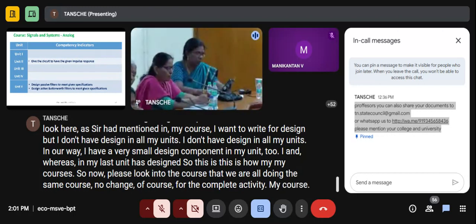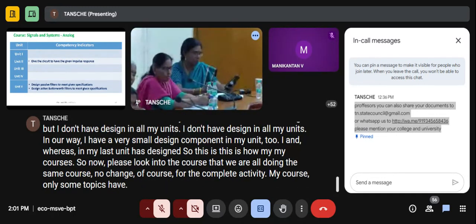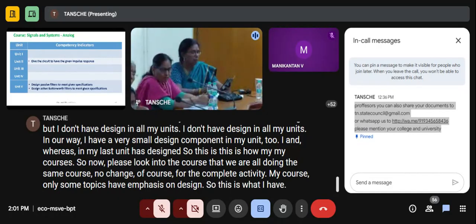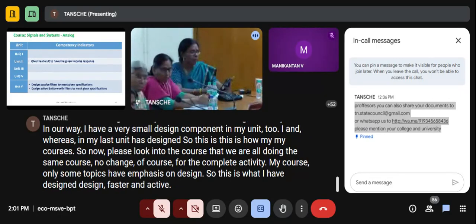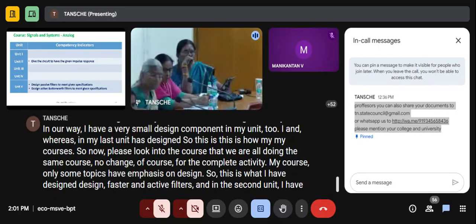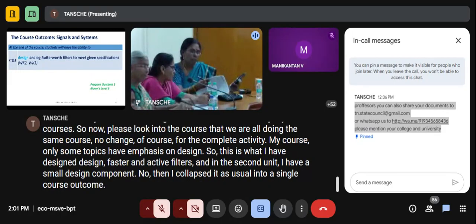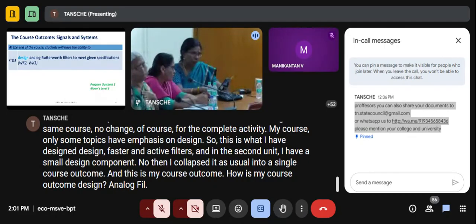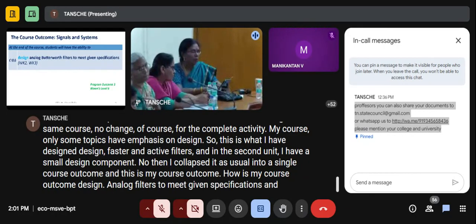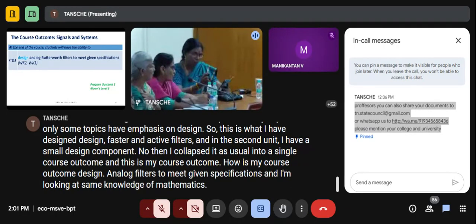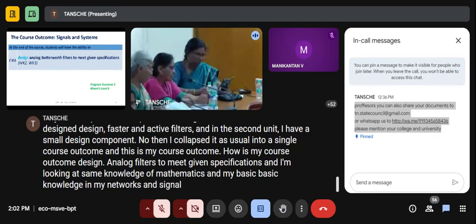In my course, only some topics have emphasis on design. So this is what I have: design passive and active filters. And in the second unit, I have a small design component. Then I collapse it as usual into a single course outcome. And this is my course outcome: design analog filters to meet given specifications. I'm looking at the knowledge of mathematics and my basic knowledge in networks and signals, and hence I have a WK3.